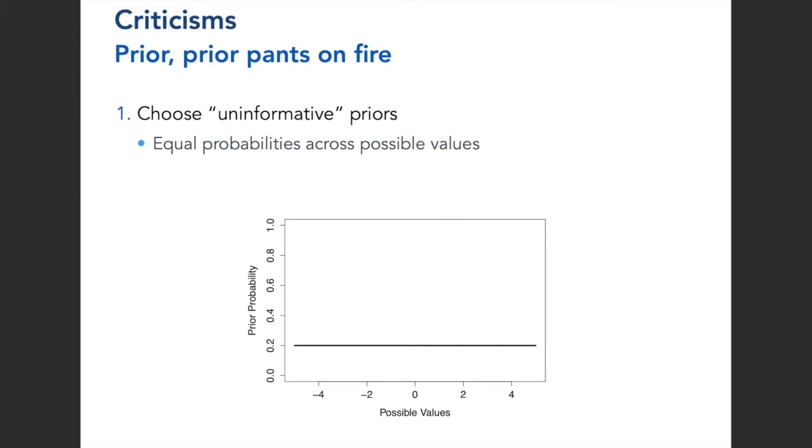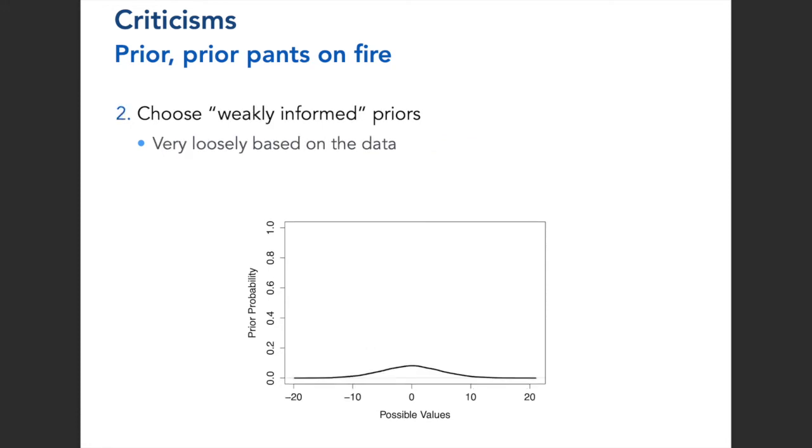Well, there's a number of choices. What you can do is choose what are called uninformative priors. This is when you assign an equal probability across all your possible hypotheses. Another thing you can do is choose weakly informed priors. These can be priors that are very, very loosely based on the data. We'll come back to this a little bit later.